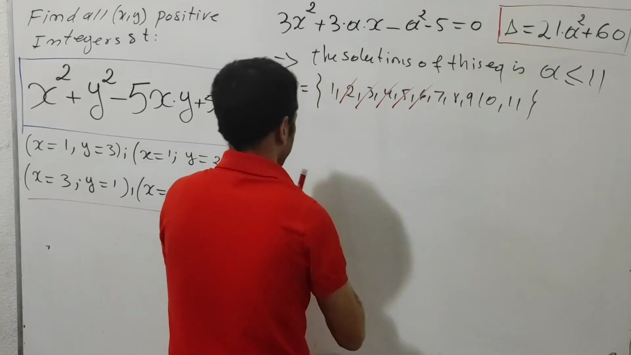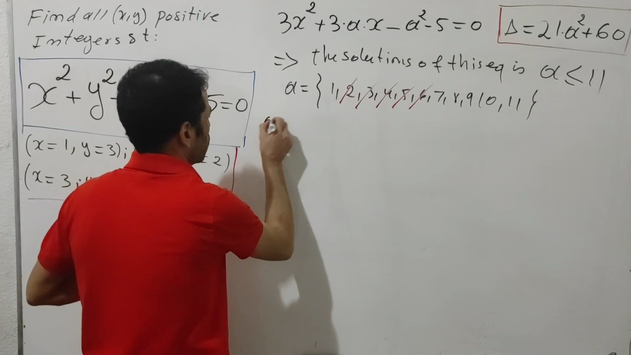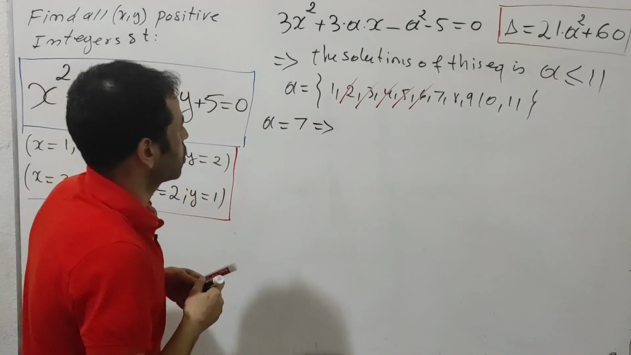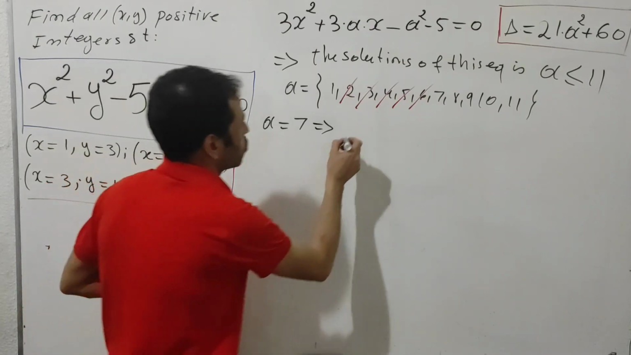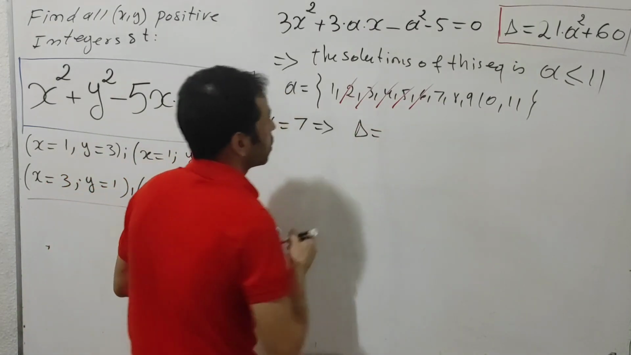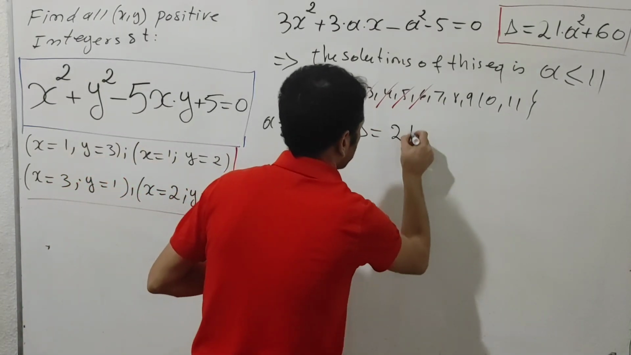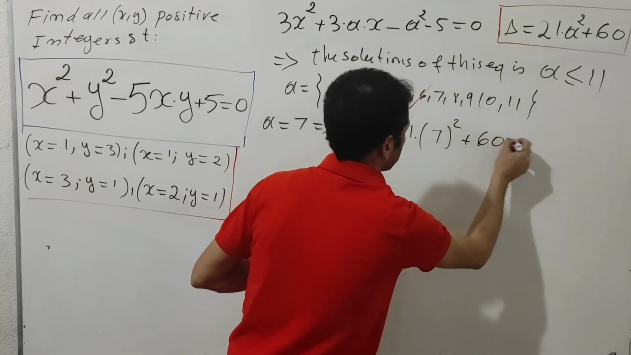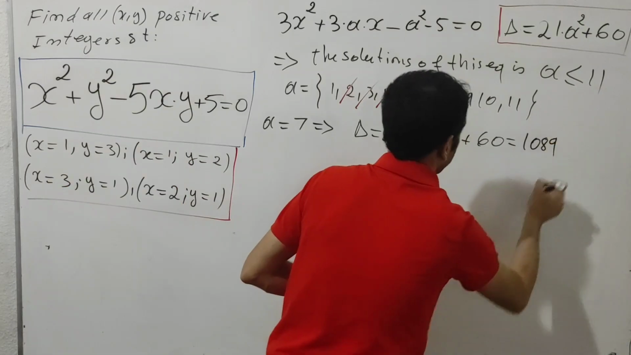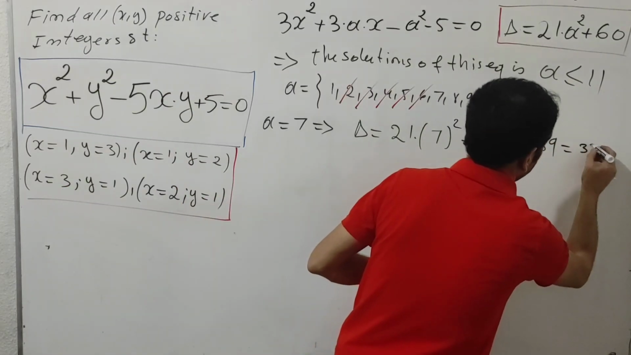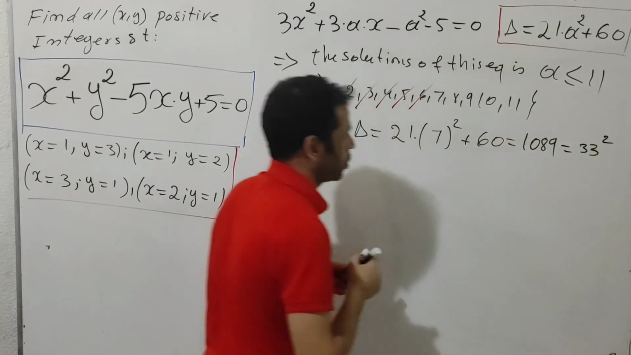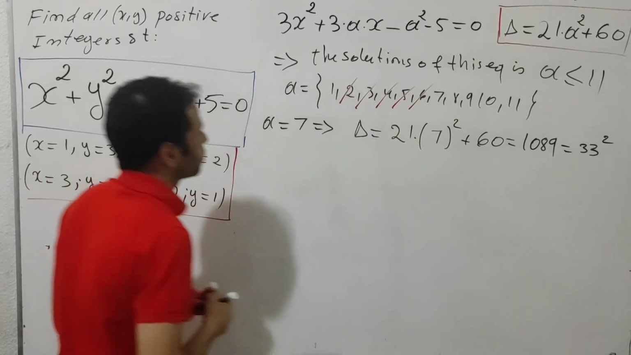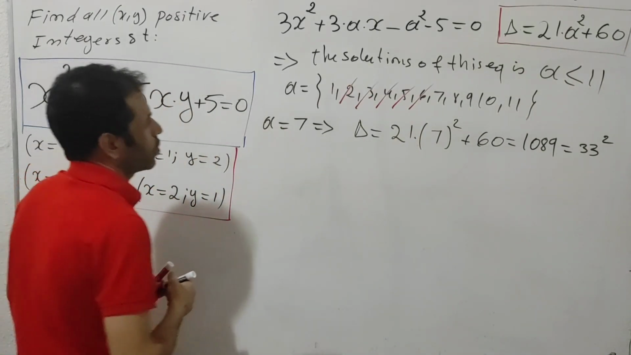I'm going to try 7. When a equals 7, I'm going to do the same thing and calculate delta first. I will have 21 times 7 squared plus 60, which gives us 1089, which is 23 squared. So taking the square root of this gives us 23. Now let's move on to the solution.